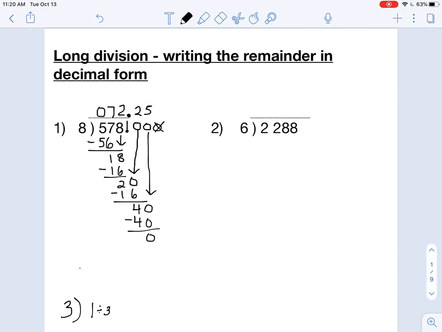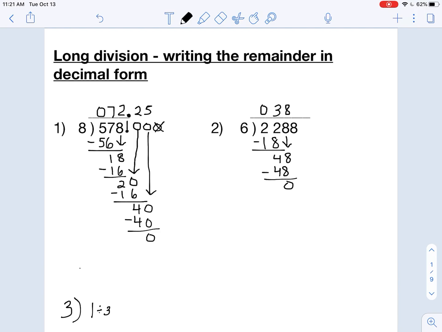All right, let's try number 2, 2,288 divided by 6. So I can't make a group of 6 out of the 2, but I can make 3 groups of 6 out of 22. 3 times 6 is 18, and when we subtract, we have a difference of 4. I'm going to bring the 8 down to make it 48. 6 goes into 48 8 times. 8 times 6 is exactly 48.